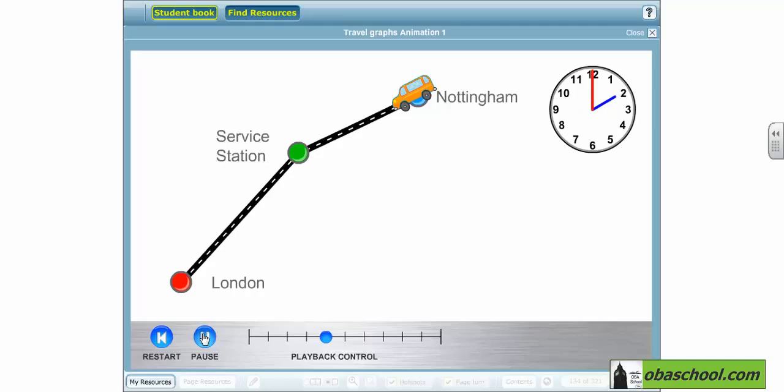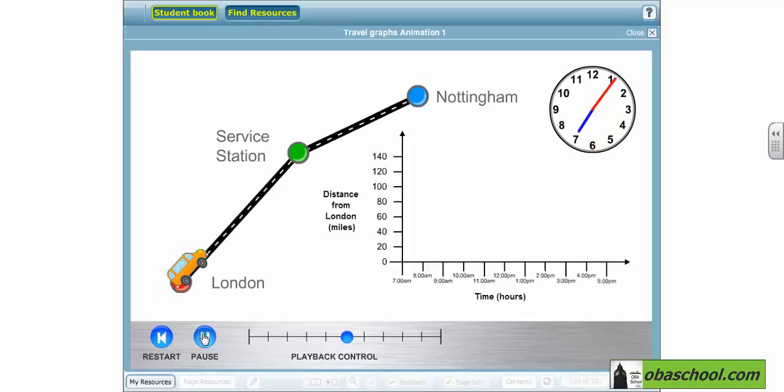It stayed there till 2 o'clock and then went back. We can see that the miles traveled are 280 miles. And if we look at the clock, it is 4:30 now, which means that it took from 2 till 4:30. This means it took 2 hours and 30 minutes to come back to London. Using this information, we will draw the distance-time graph.